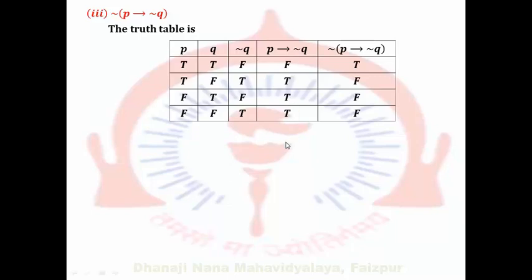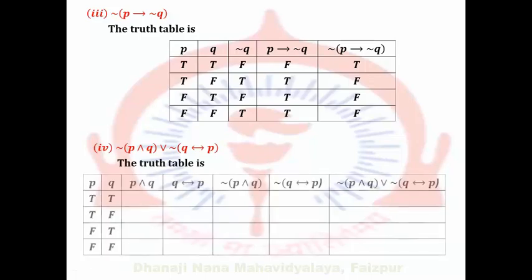Now the fourth example, negation of P and Q, or negation of Q double implies P. Again there are four possibilities, so this is the truth table. First we find P and Q. We know that if both statements are true, then and only then P and Q is true, otherwise it is false. So the truth values are T, F, F, F.